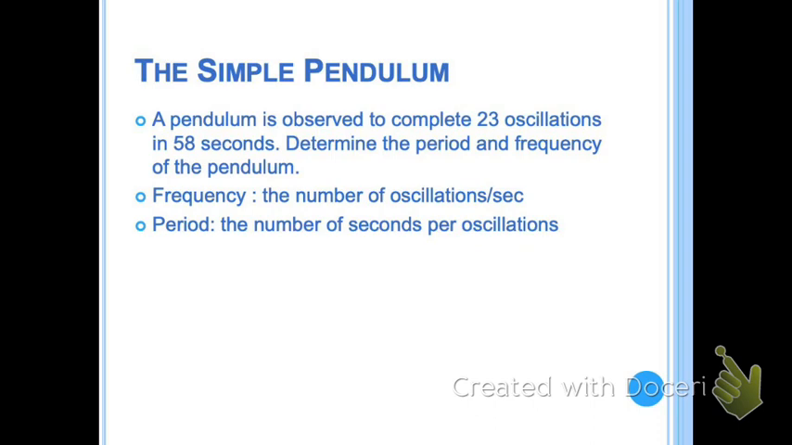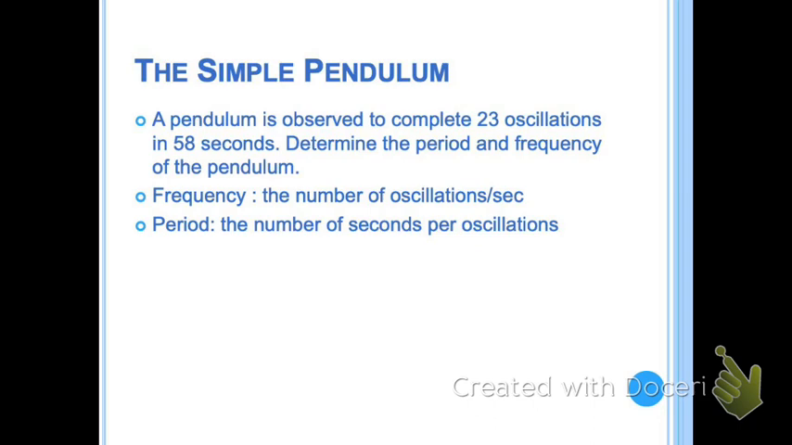Okay, so let's look at this pretty easy problem here. It says a pendulum is observed to complete 23 oscillations in 58 seconds. Determine the period and frequency of the pendulum. And so I even gave you clues as to what each of those represent, right? Period and frequency. And these are just really simple math problems that go into that, okay?